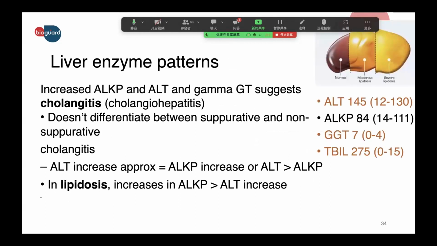So there, we can have a look at the liver enzymes. For Captain, the gamma GT is getting higher, but the ALKP is normal. Increased ALT, ALKP, and gamma GT will suggest cholangitis. But commonly for the lipidosis cat, the ALKP will be higher than the gamma GT. In this case, gamma GT is higher.